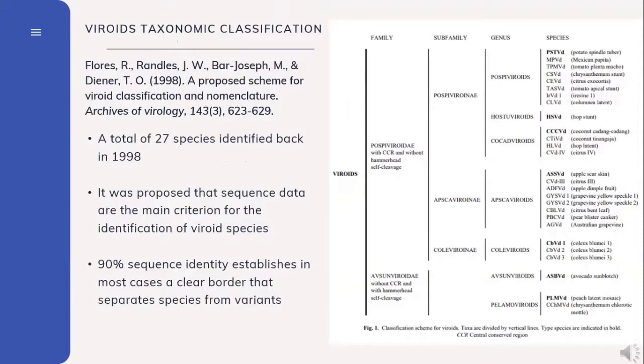Back then, it was also proposed that gene sequence data is the most viable criterion for identifying viroid species and that only 1 to 10% error is allowable to determine whether the viroid examined is the same species as the viroid it was compared with.